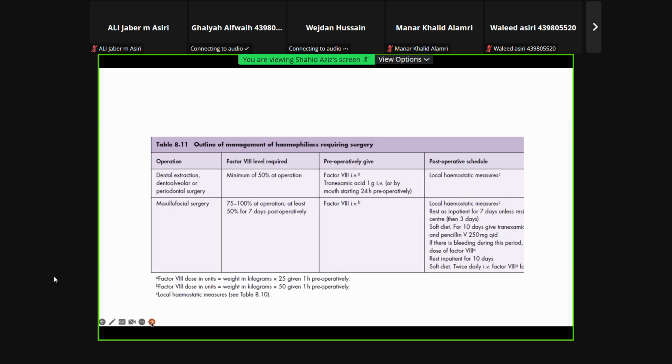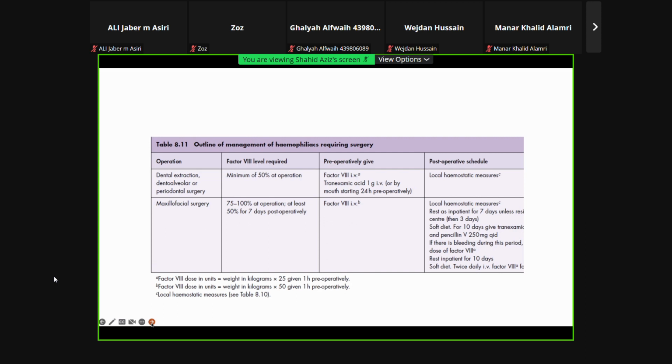Most of the surgeons would like to keep it at 100%, and it should be maintained post-operatively for at least a week, not less than 50%. And again, for this purpose, you will give them infusions of factor VIII, intravenous infusions. How will you calculate the dose of factor VIII in units?